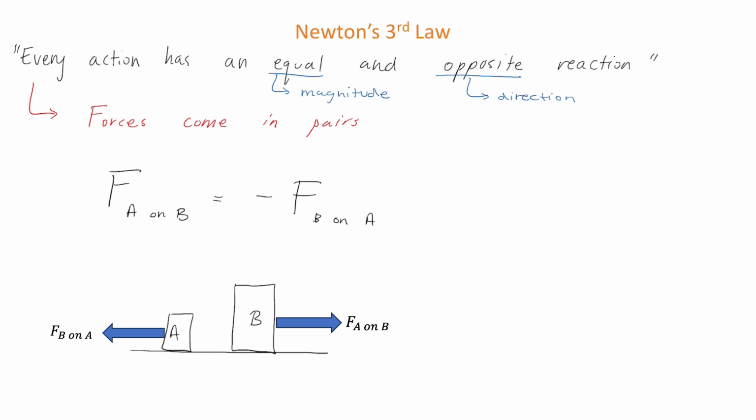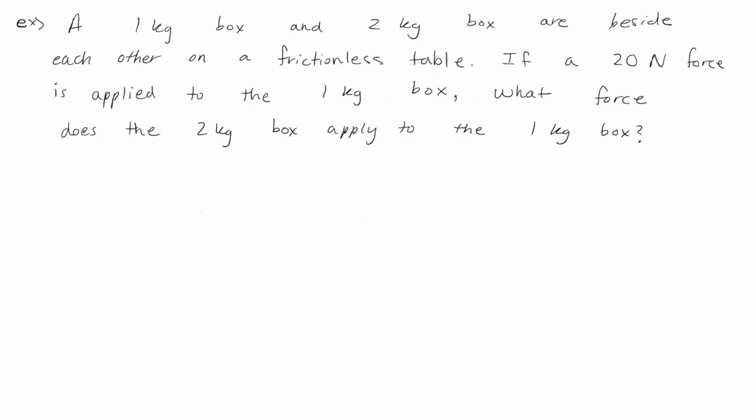Now let's do a question to practice what we learned. So in this question, we have a 1 kilogram box and a 2 kilogram box that are right beside each other on a frictionless table. We are told that a 20 Newton force is applied to the 1 kilogram box. And based on that, what force does the 2 kilogram box apply to the 1 kilogram box?